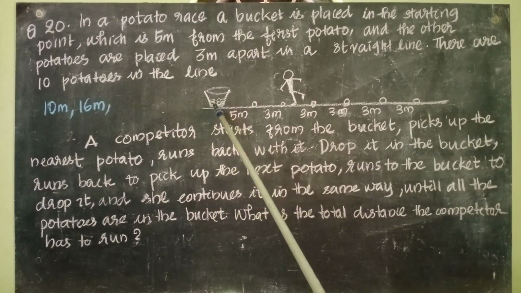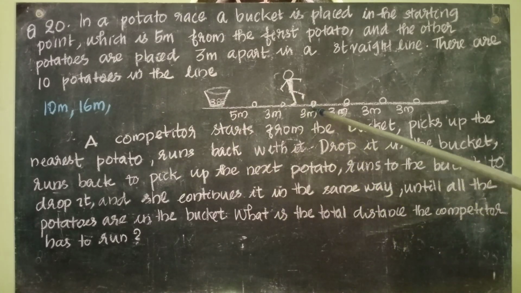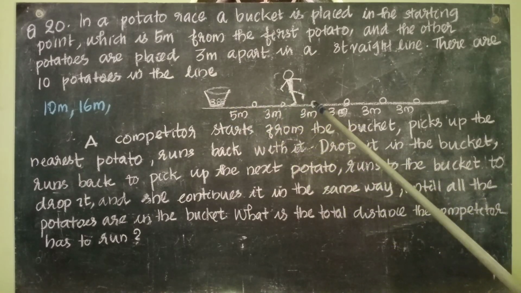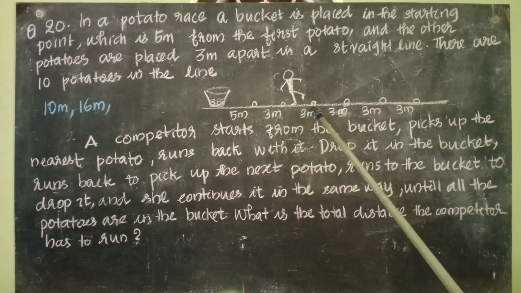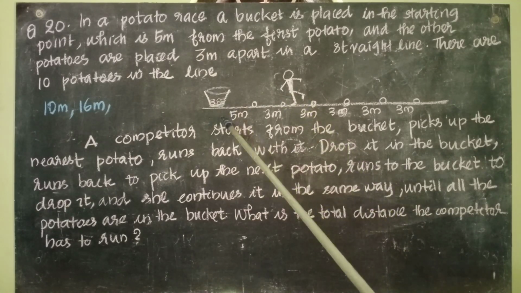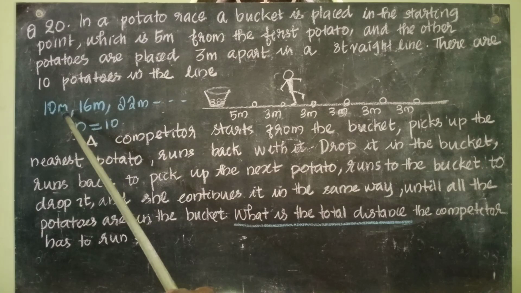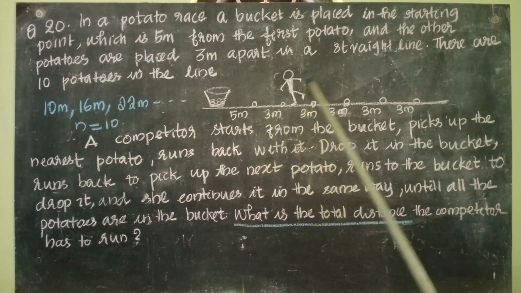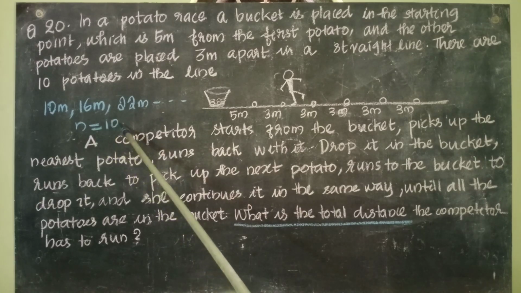For the third case, he has to start from the bucket. He has to reach the third potato. Third potato is 5 plus 3 plus 3, which is 11 meters away from the bucket. After that, he has to go back also 11 meters. So total 22 meters he has to cover. So here we got an AP 10 meters, 16 meters, 22 meters, etc. And total there are 10 potatoes in the line. So we can say n equal to 10.